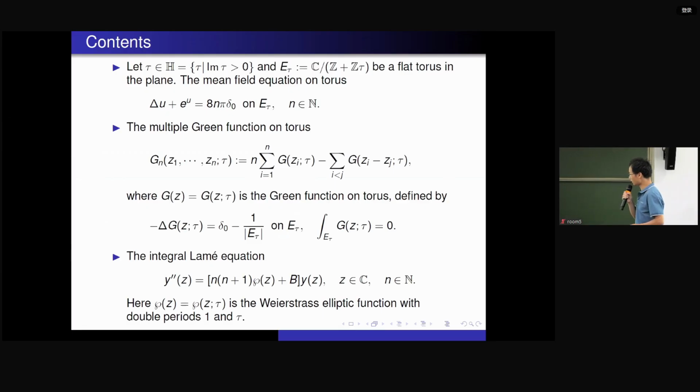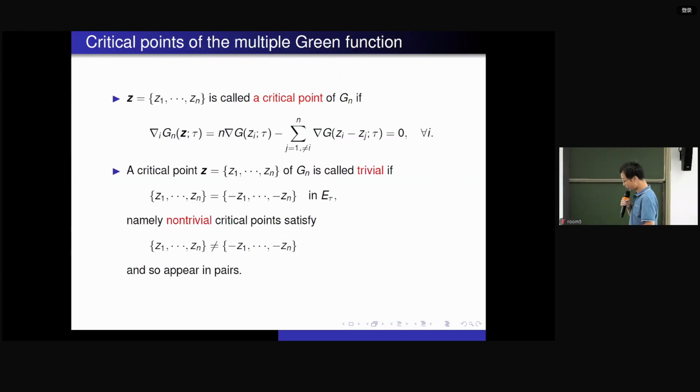The third object is the integral Lamé equation. This is a second order linear complex valued ODE. Here the potential is a Weierstrass P function, multiplied by the integer n times n plus 1, and there is a complex parameter B. So today in this talk we'll talk about these three objects, which are related to each other in a very essential way.